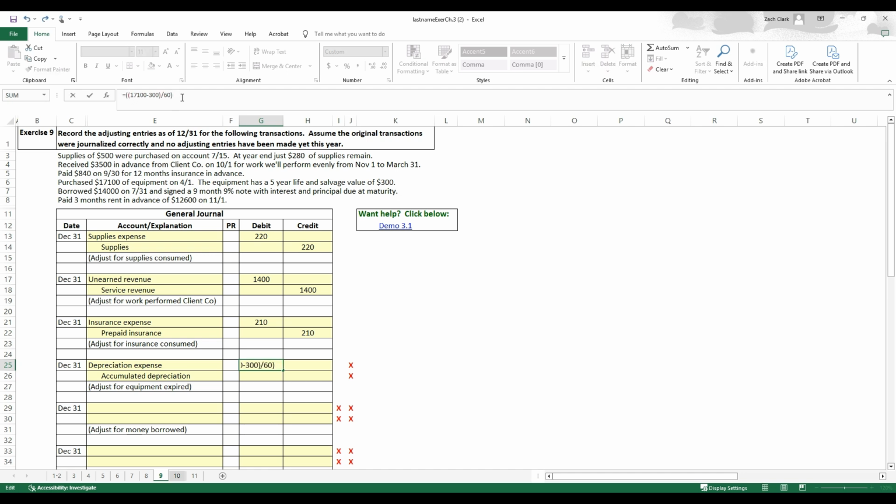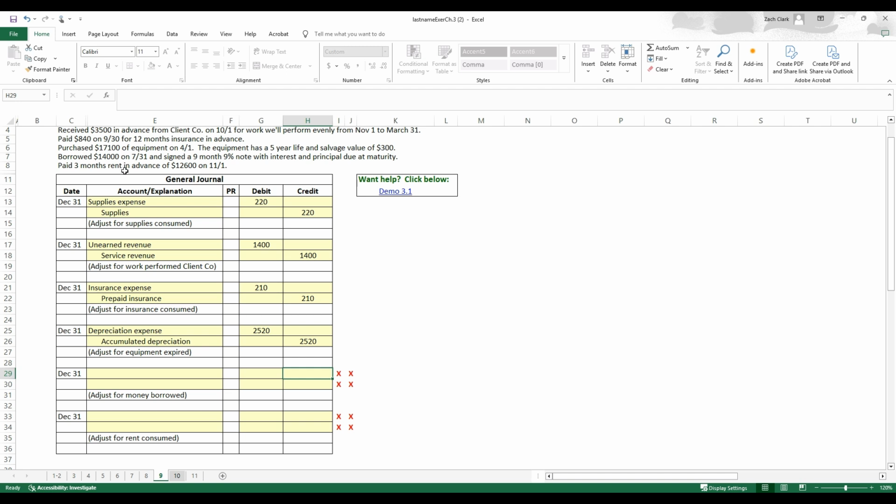And then how many months do we have though? We purchased it on 4/1. So we have 9 months, right? So April through December. We did not have it in January, February, or March, as we purchased it on April 1st.